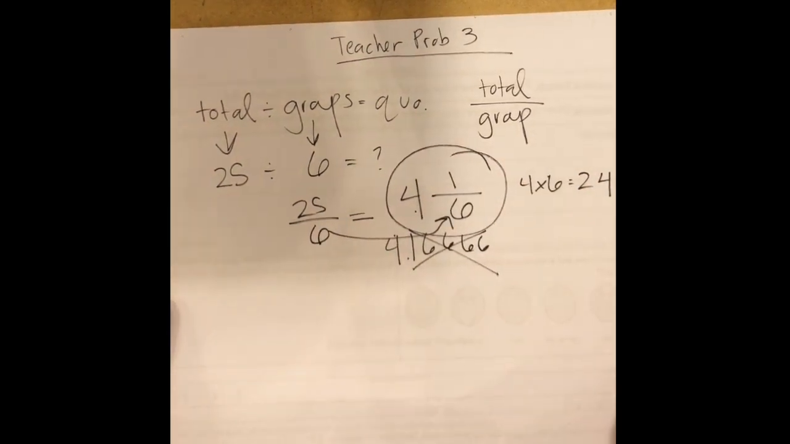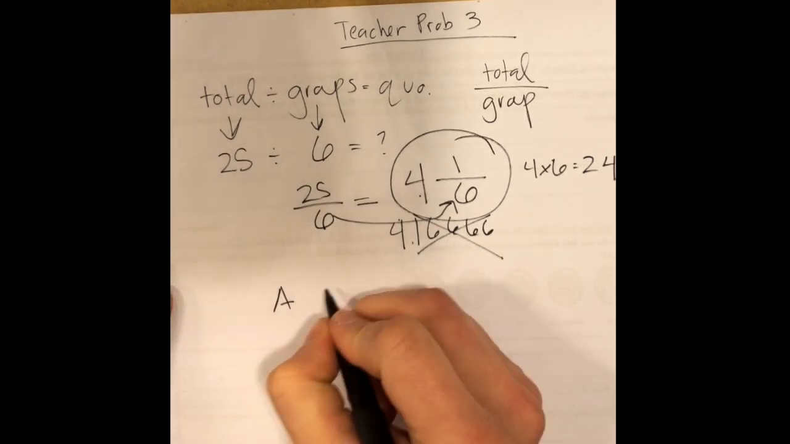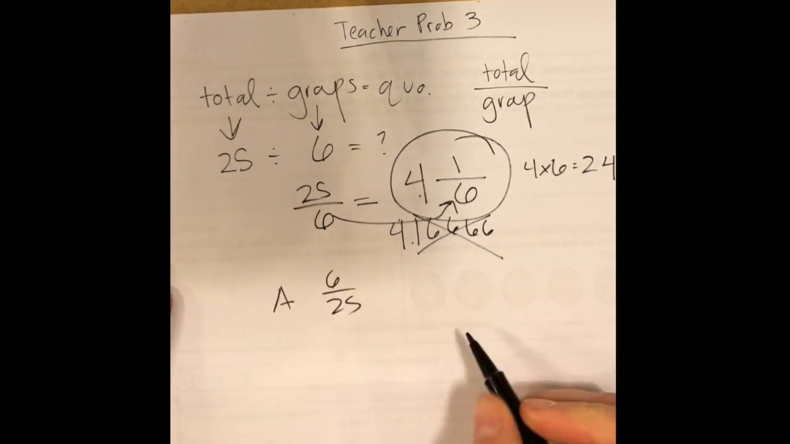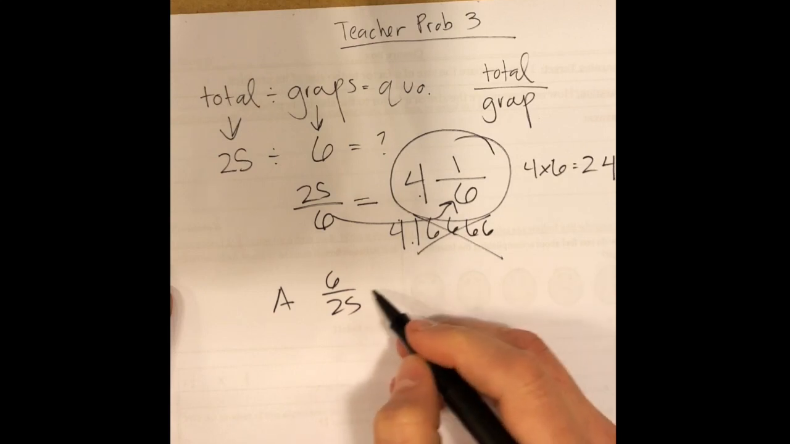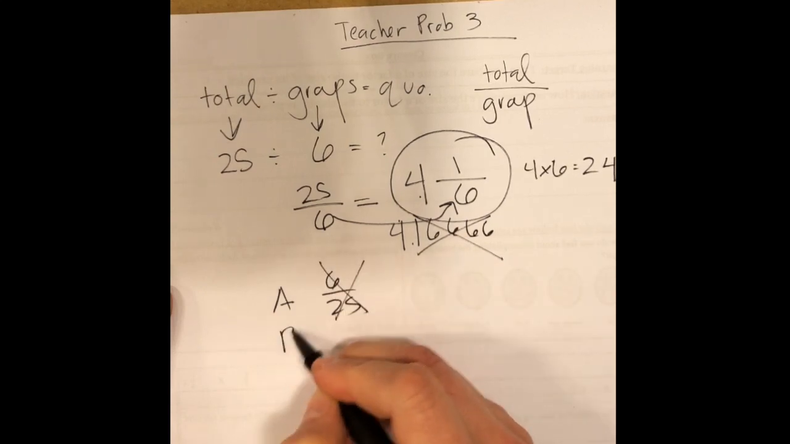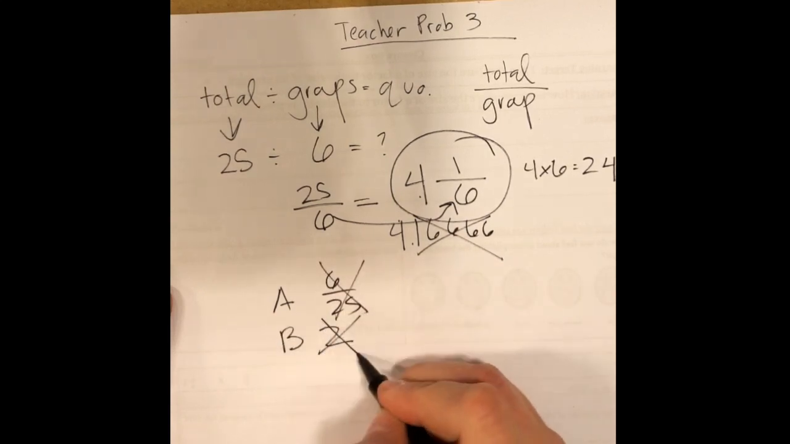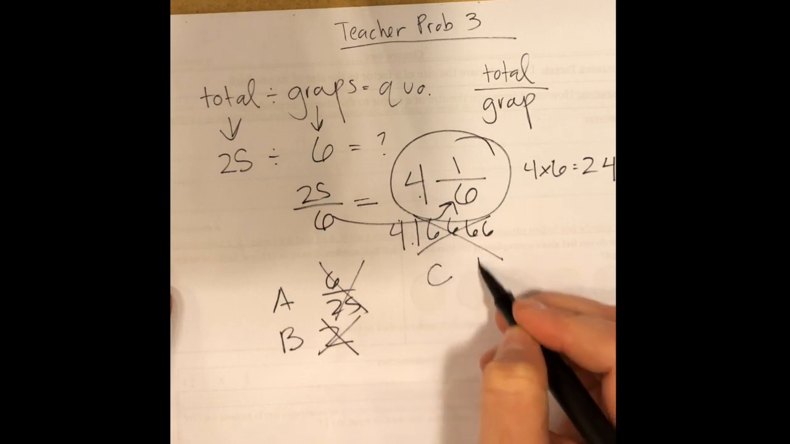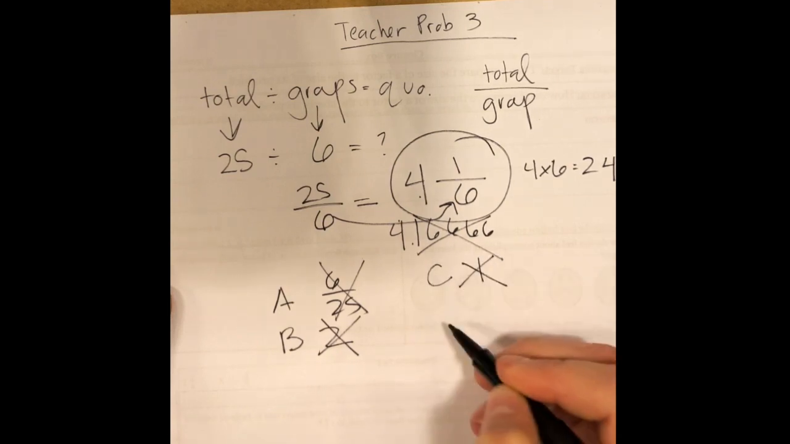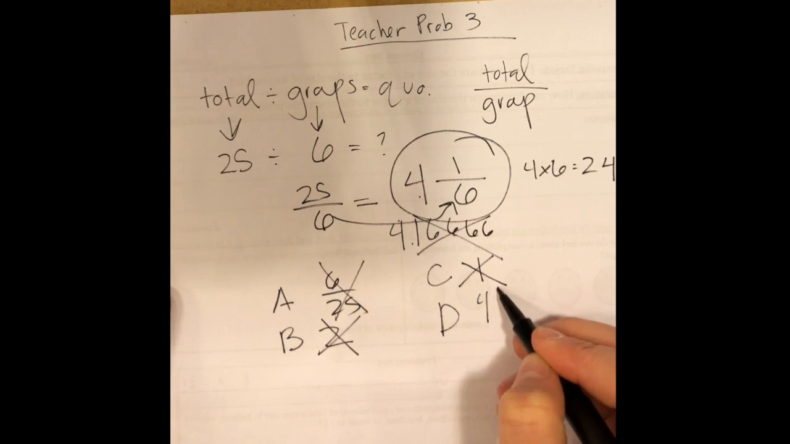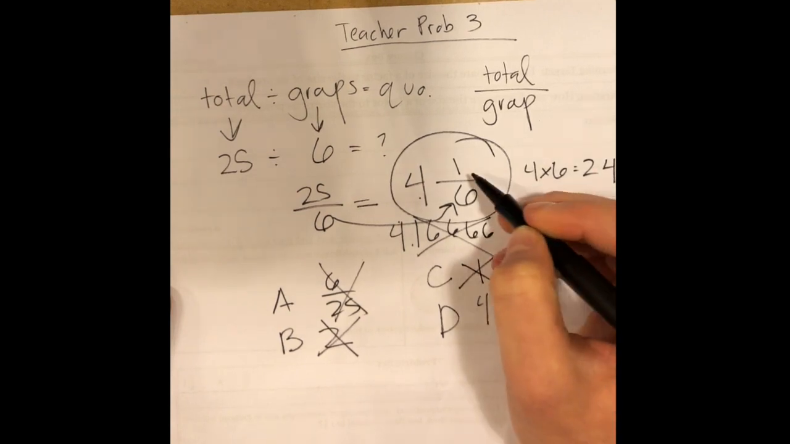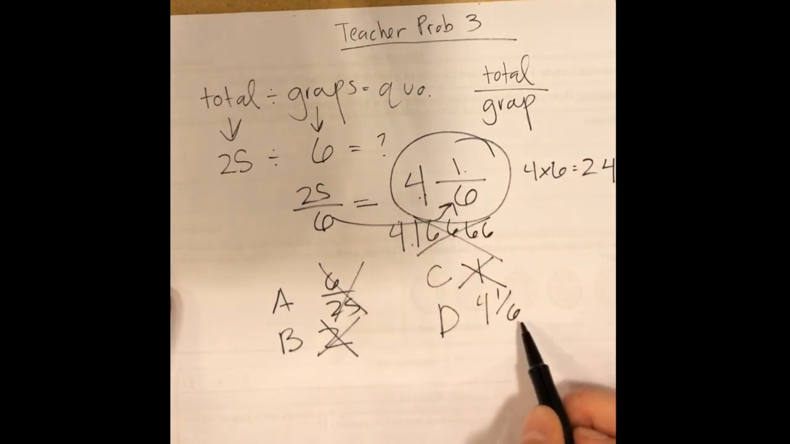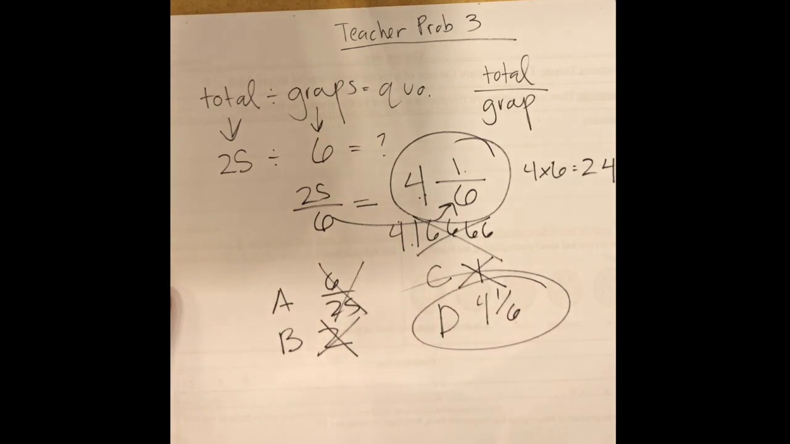You can also use your answer options. A says 6 and 25/25. You know that's not right because it's flip-flopped. B says 2. That's silly. C says 1. That's really silly. And D says 4 and 1/6. Well, I didn't know what my numerator was, but I know 4 matches and 6 matches, so my answer is D.